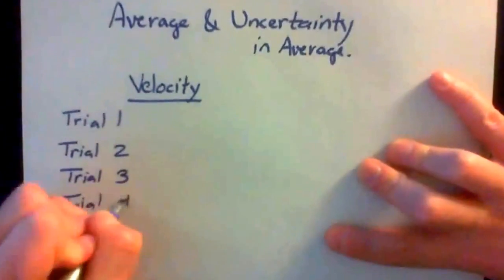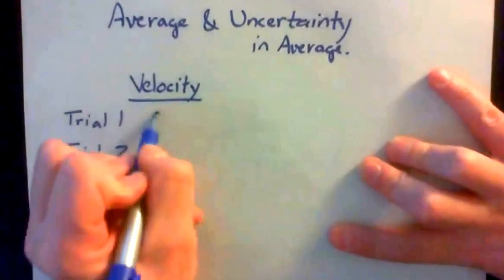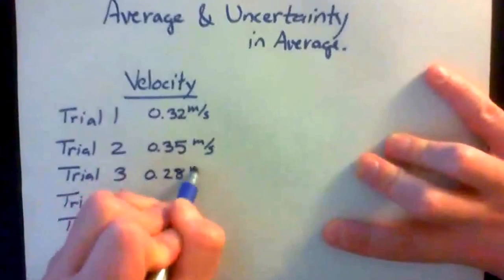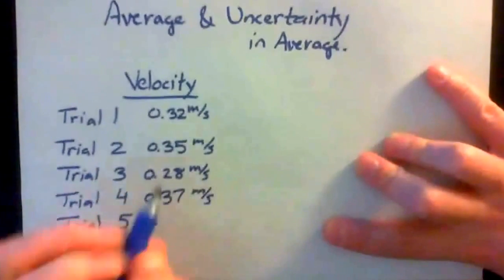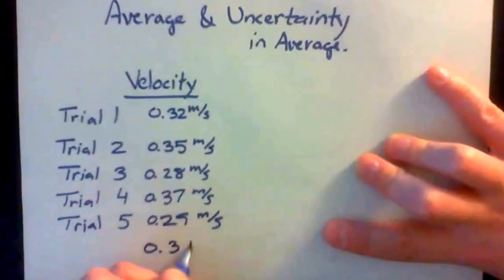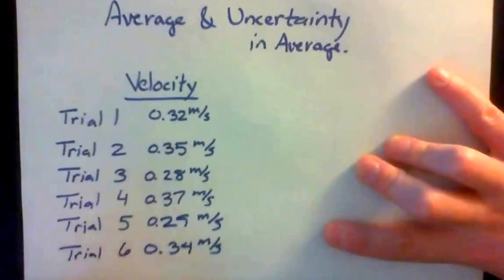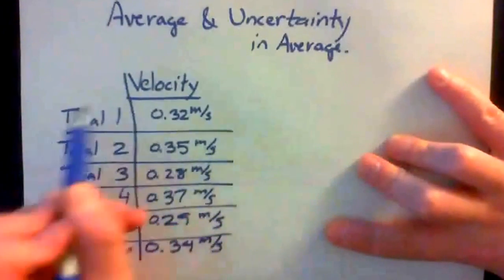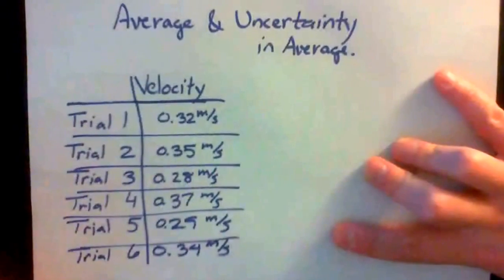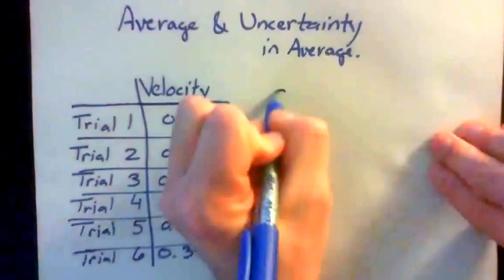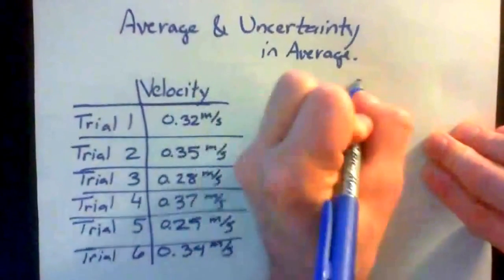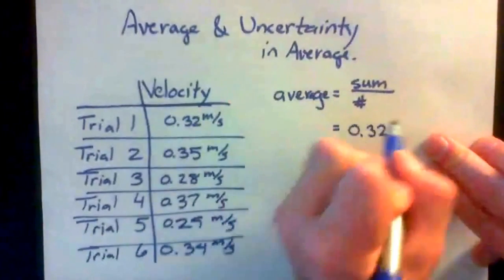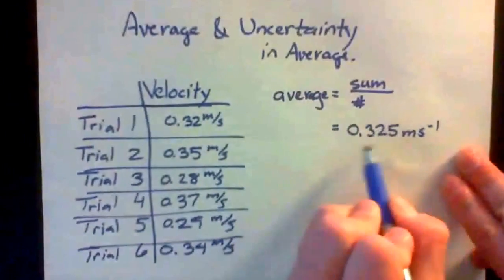And let's say that the values that you get are 0.32 meters per second, 0.35 meters per second, 0.28 meters per second, 0.37 meters per second, 0.29 meters per second, and 0.34 meters per second. Pretty consistent. Good data. So in order to find the average, well, finding the average is very easy. You've done that before. If you find the average, you add it up, divide by 6, and you get 0.325 meters per second. Okay, that's fine and good, but that doesn't take into account your uncertainty or your significant digits.